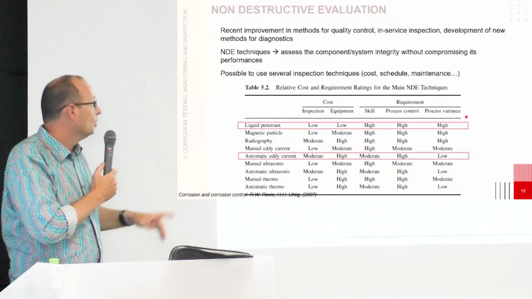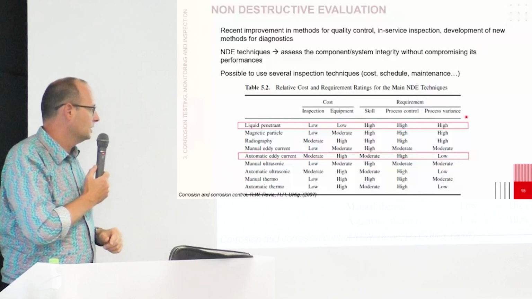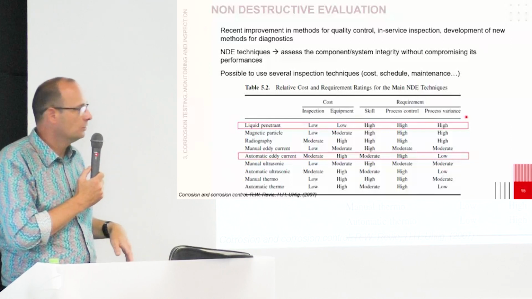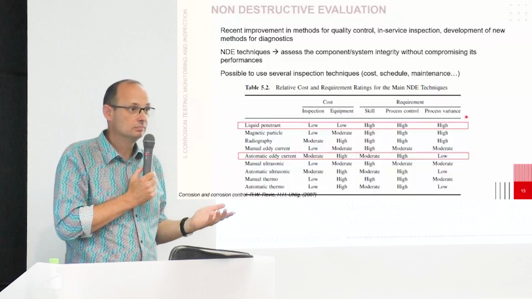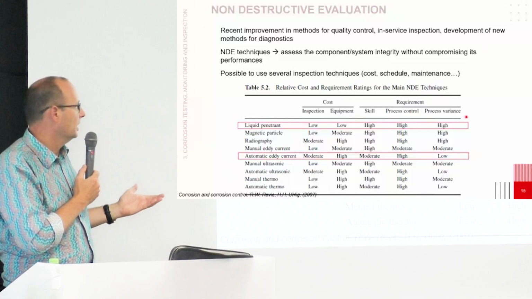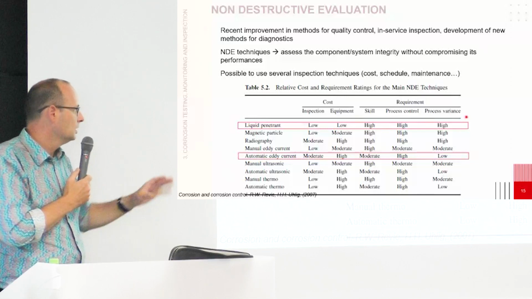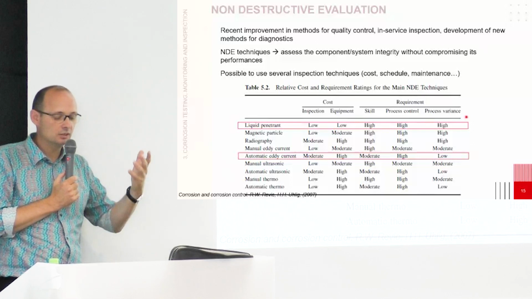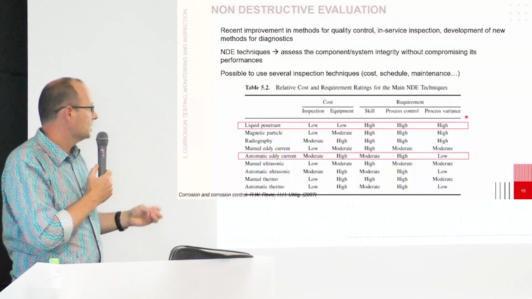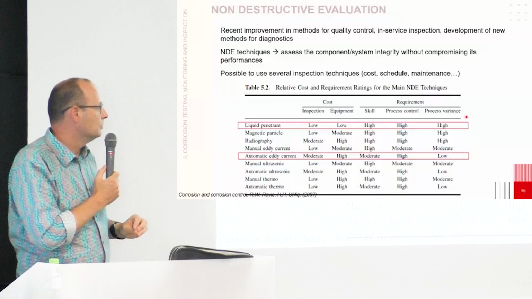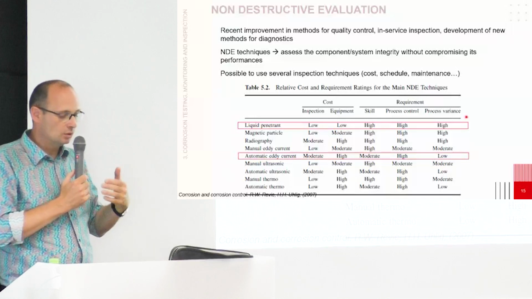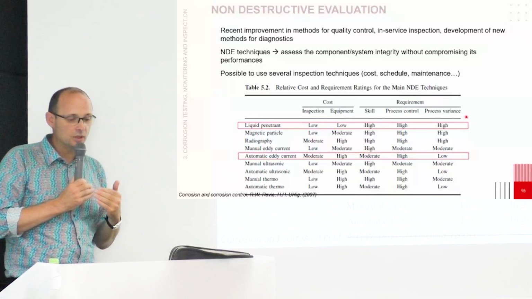The second one is the automatic eddy current testing. So the cost of inspection here has been said to be moderate. The cost of the equipment is high. The skill requirement is moderate, the process control is high, and the process variance is low. So that means that here we already know what we would like to monitor, and we are always monitoring the same kind of defect. Okay? Of course, if we move from automatic to manual, some items will change, and for example, skills go from moderate to high. So it is always a kind of balance, and the equilibrium should be fine.